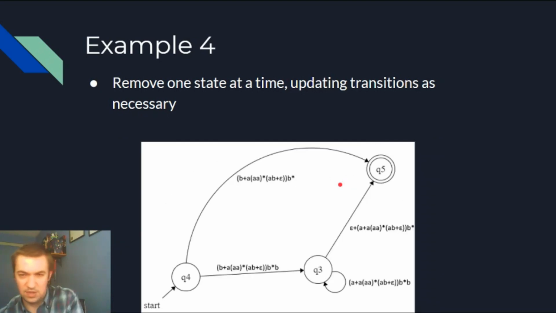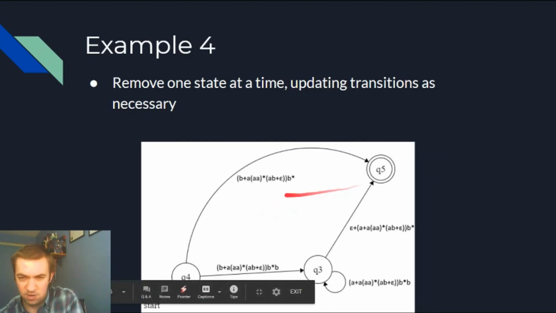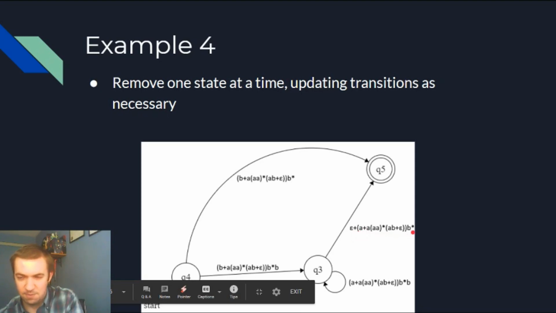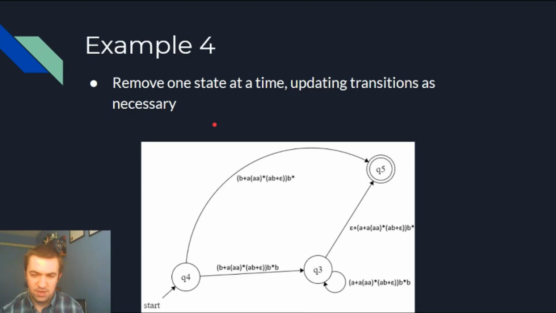And here's what it looks like in the end. So our path from Q4 to Q5 is just the term we had before with the B star. The path from Q4 to Q3 is the term from before with B star and another B. To go from Q3 to itself, it's that lengthy term that it had to begin with, then B star, then B. And to go from Q3 to Q5, you can either just take epsilon, the empty string, or you can take the lengthy term and B star, and then you've made it to the end. Now, we just have to get rid of that one last state, and we've completed our regular expression.